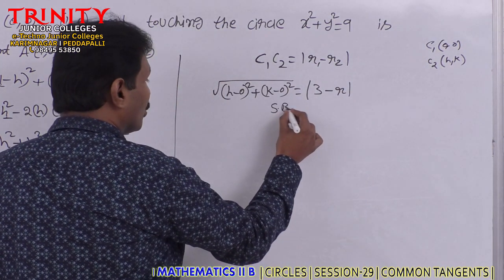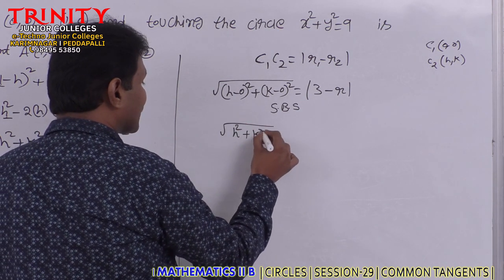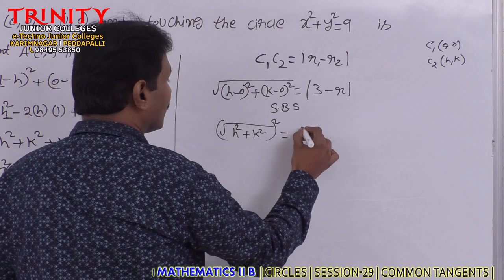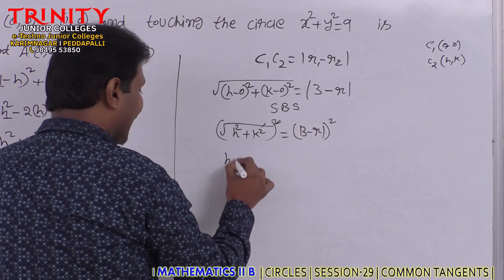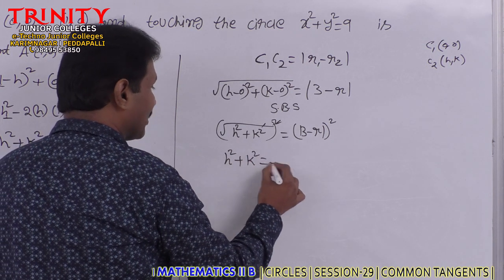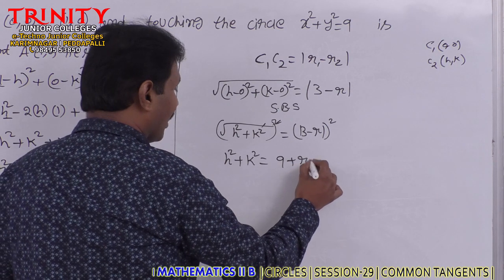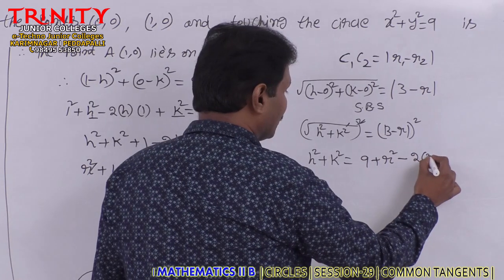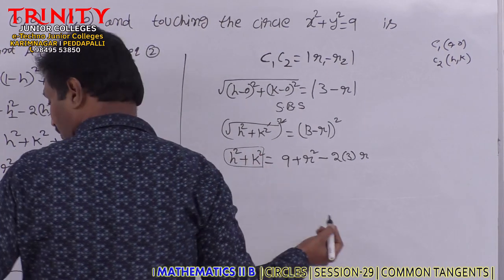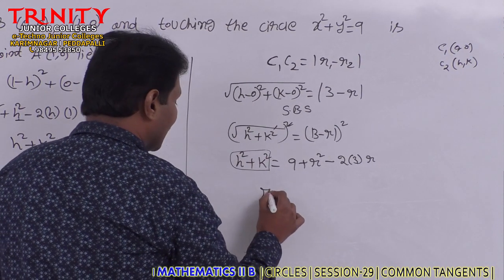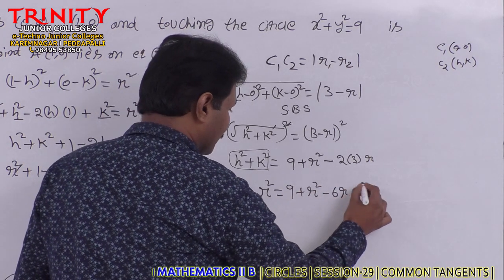Squaring on both sides, (square root of h square plus k square) whole square equal to (3 minus R) whole square. Cancel. h square plus k square equal to (a minus b) whole square, a square, 3 square, 9 plus R square minus 2 into 3 into R. h square plus k square value, we know from equation 3, that equal to R square. 9 plus R square minus 6R.